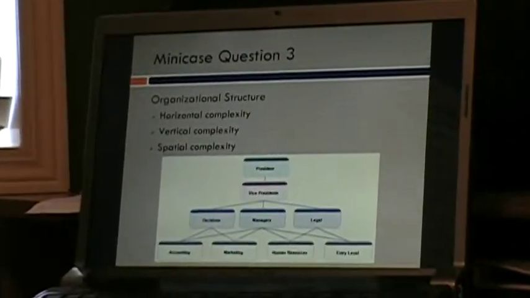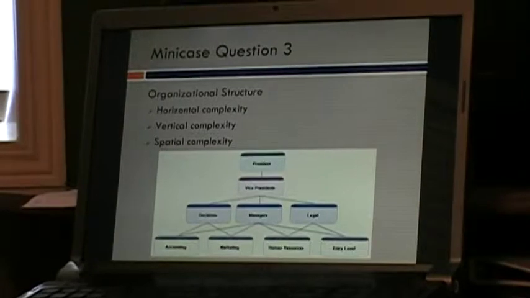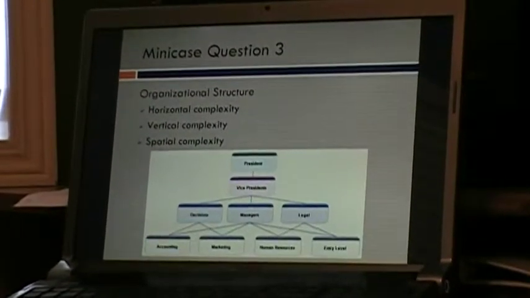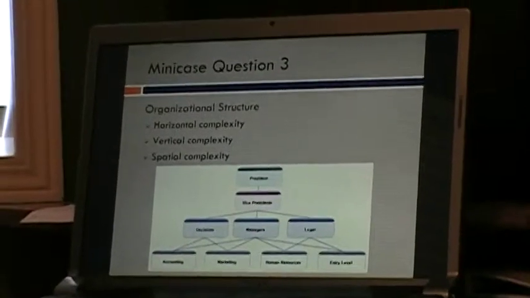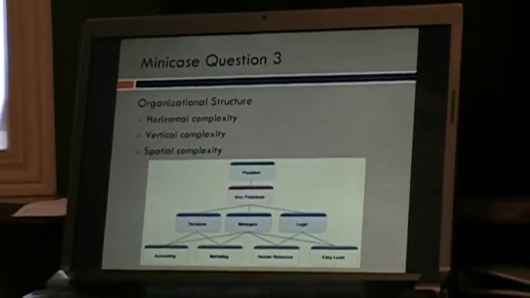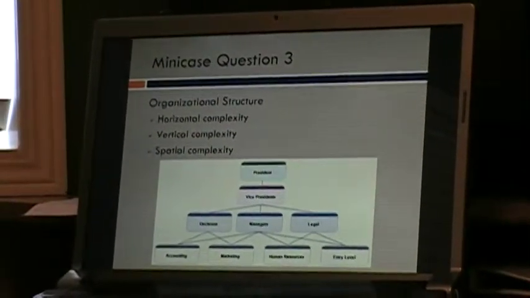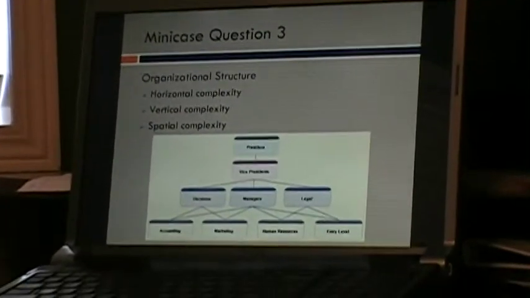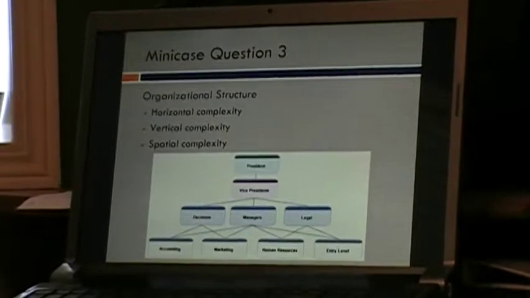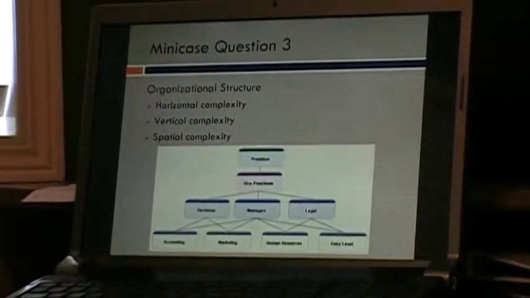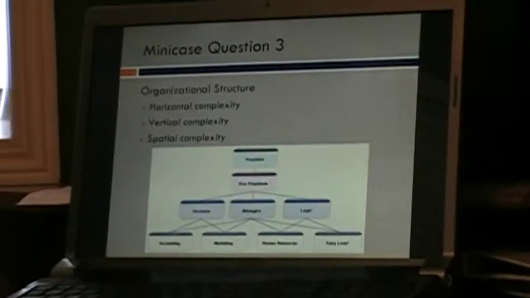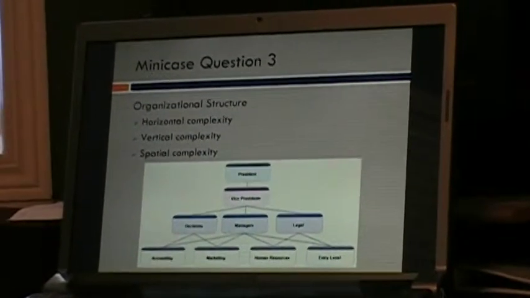Vertical complexity refers to the number of hierarchical levels appearing on an organizational chart. Once again, IKEA being such a large company, it would be safe to assume that there is a high level of vertical complexity as well. Many different levels of managers, supervisors, presidents, chief executive officers, chief financial officers, etc. are needed to maintain a large employee base.